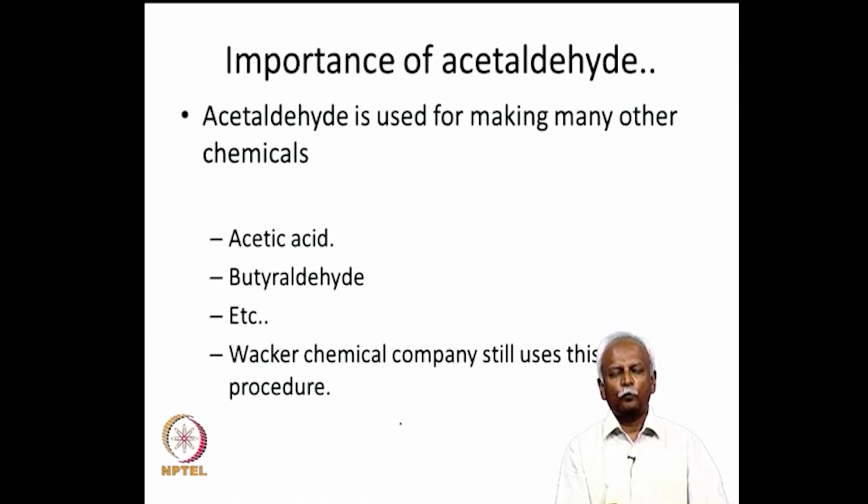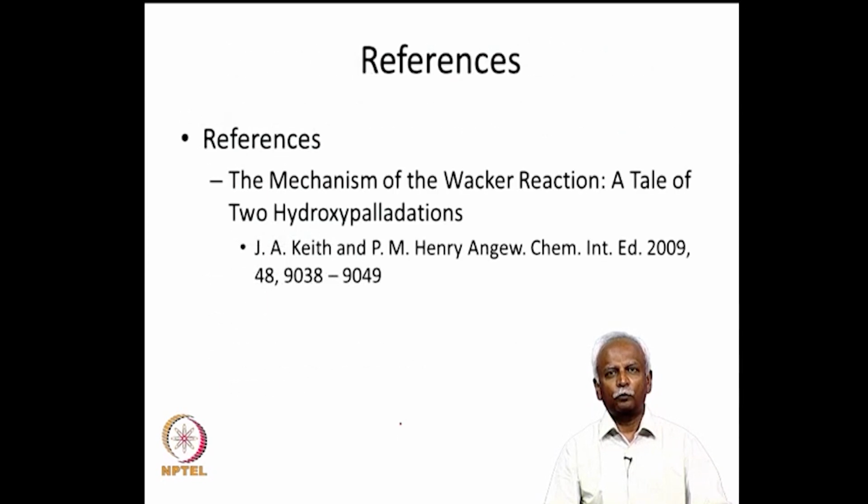patented this method for generation of acetaldehyde, which was very important at that time for making a variety of chemicals, including acetic acid and butyraldehyde. Turns out that in recent times, at least, acetic acid synthesis has moved over to Monsanto's process, which is something that we had discussed when we discussed carbon monoxide insertion chemistry, but Wacker company still uses this particular procedure in order to make acetaldehyde.